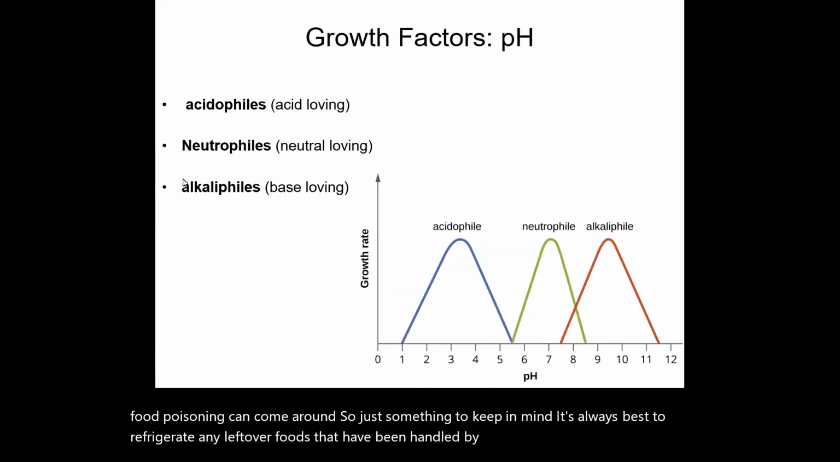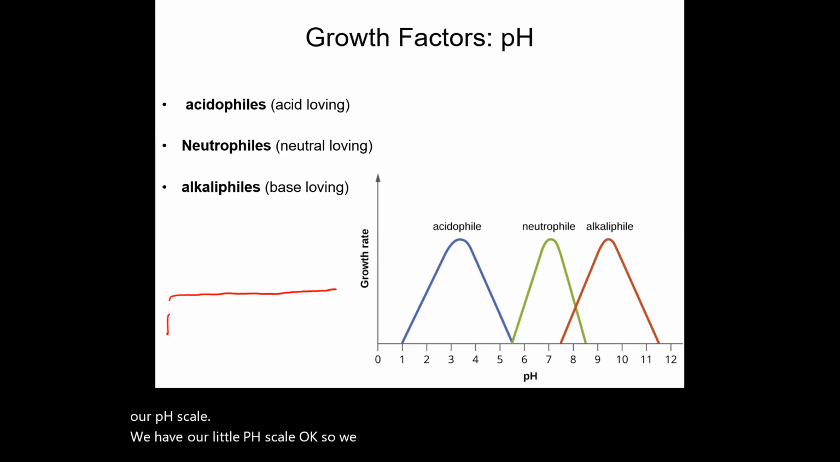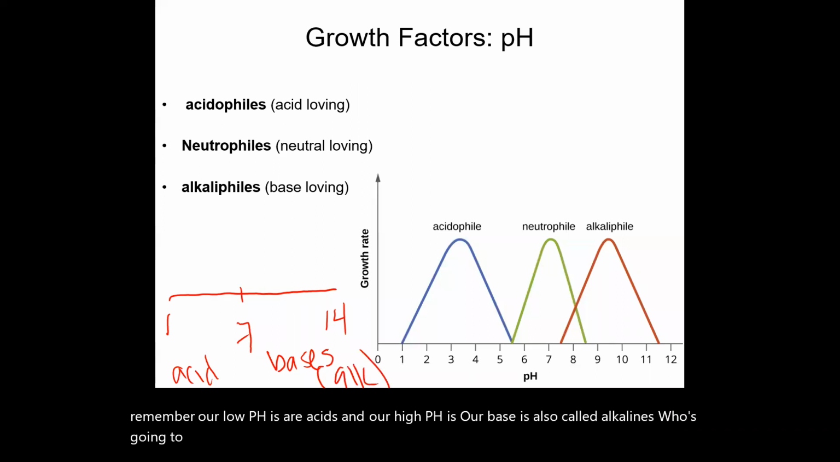Okay, the next physical growth factor or physical growth requirement is pH. So remember on our pH scale, right? We have our little pH scale. Okay, so we have the low pHs, high pH, and in the middle. So remember, our low pHs are acids, and our high pHs are bases, also called alkalines. I'm just going to abbreviate ALK there, alkalines. And 7 is a neutral pH.